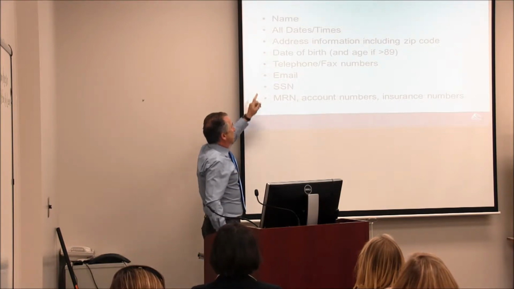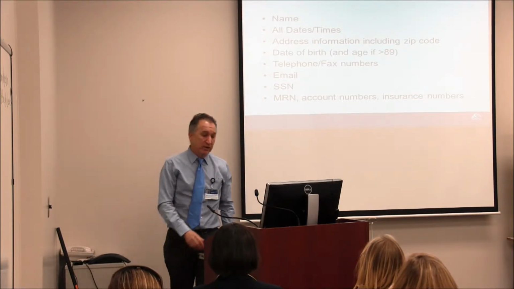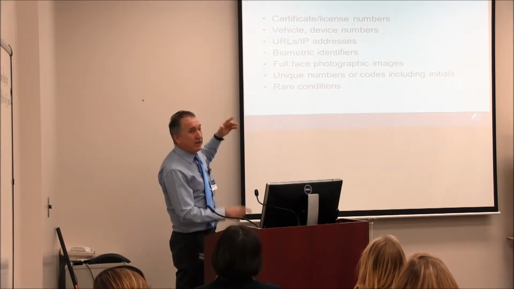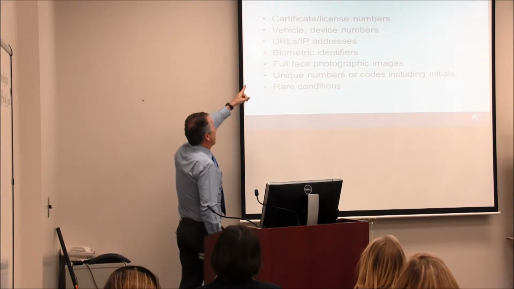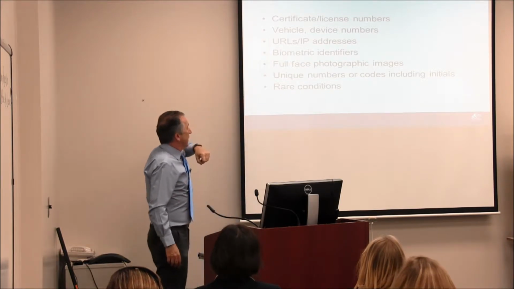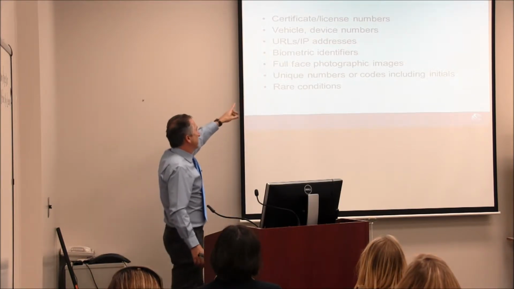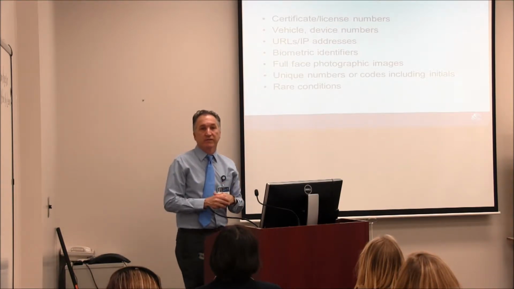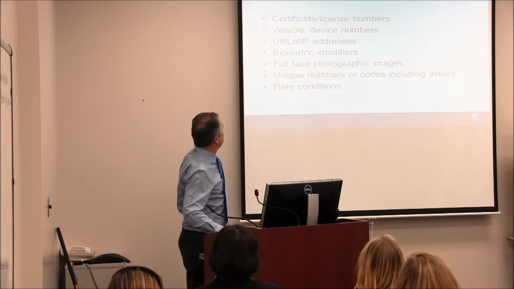Okay. Obviously, email, social security number, your medical record number, licenses, or anything that can identify you. There's the URLs right there, IP addresses, photographs, unique numbers or codes, and then the people that are of rare conditions, the vulnerable groups, things like that.